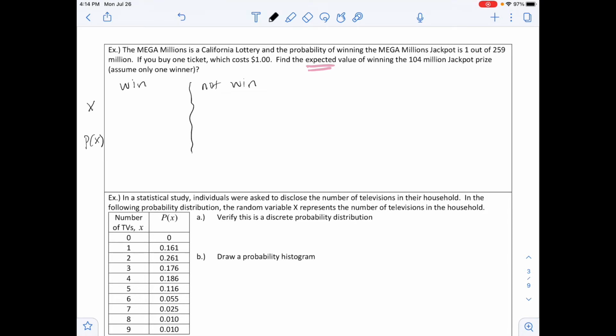So let's first talk about the probability of winning. It tells us that it's 1 out of 259 million. So that would be the probability of winning. And then the probability of not winning is the complement of this. You could do 1 minus that, or from the numerator, there would be 258,999,999 different ways to not win.